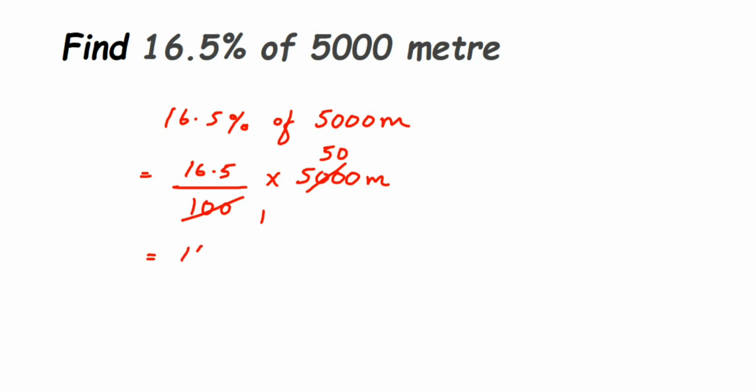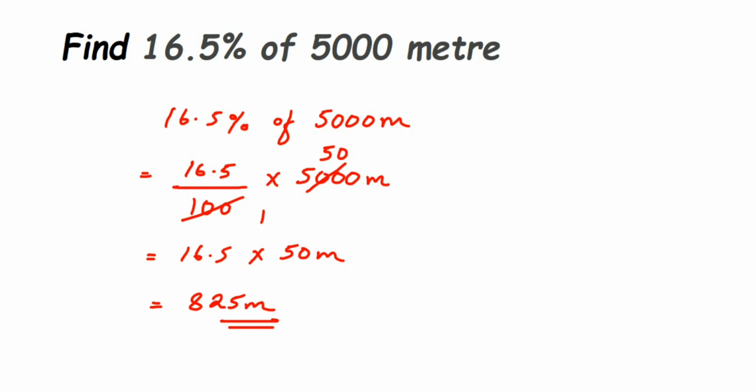Now we're left with 16.5 and 50, the numerator, multiply them. We'll get 825 meter. That's it. 16.5% of 5000 meter is 825 meter. It's a very simple question. Only thing is you have to understand percentage means per 100.